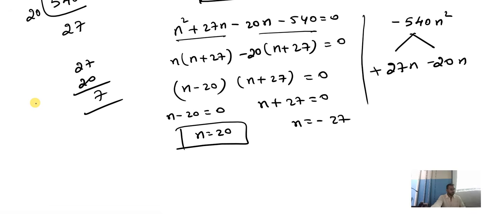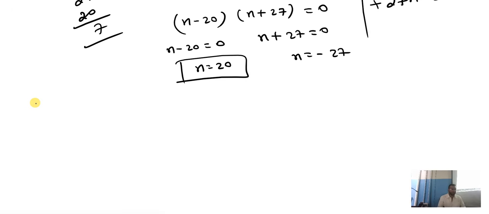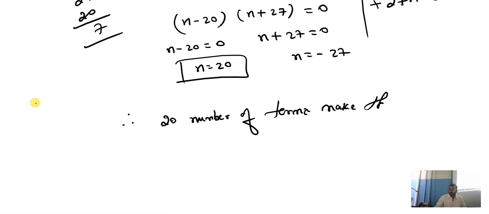Now what was the question? How many number of terms of the progression make the sum 540? What do you write? Therefore, how many number of terms? 20 number of terms make the sum 540. That's our final answer.